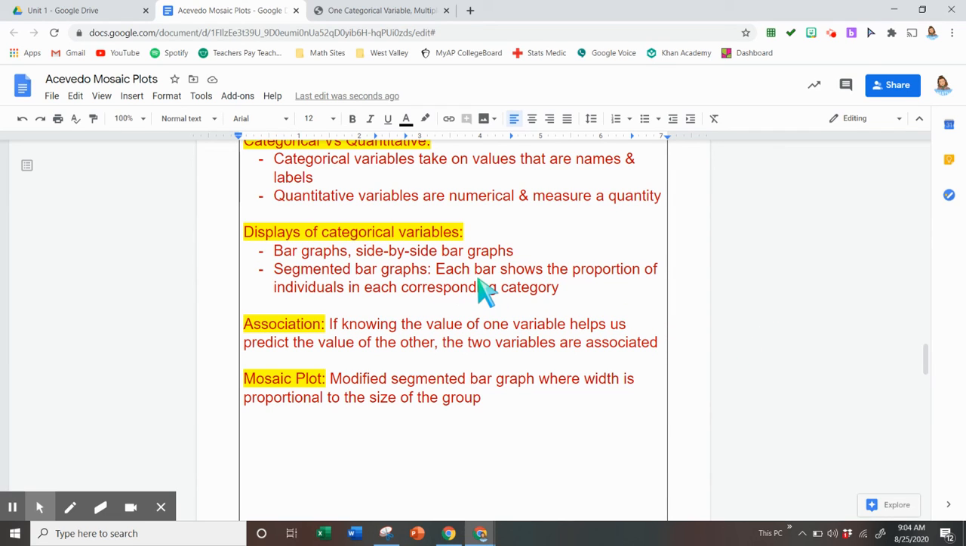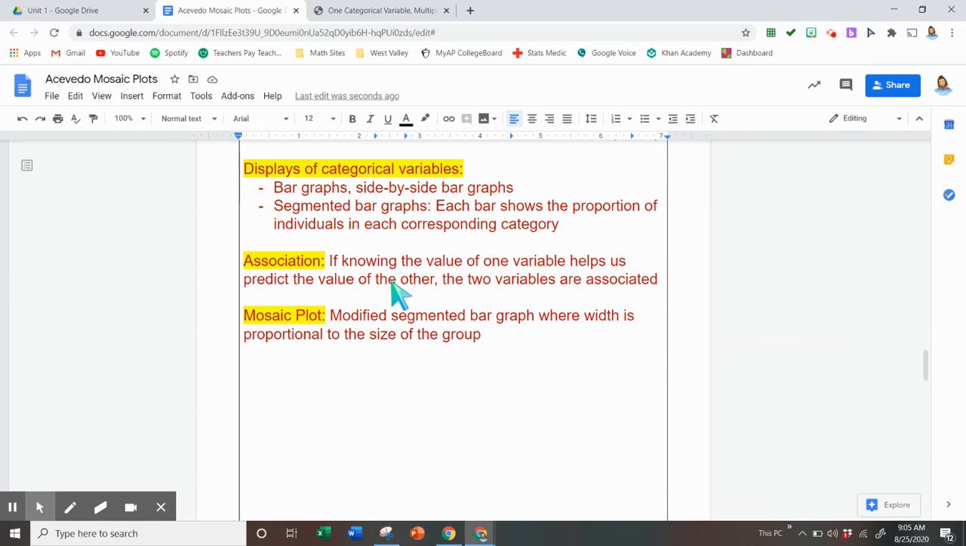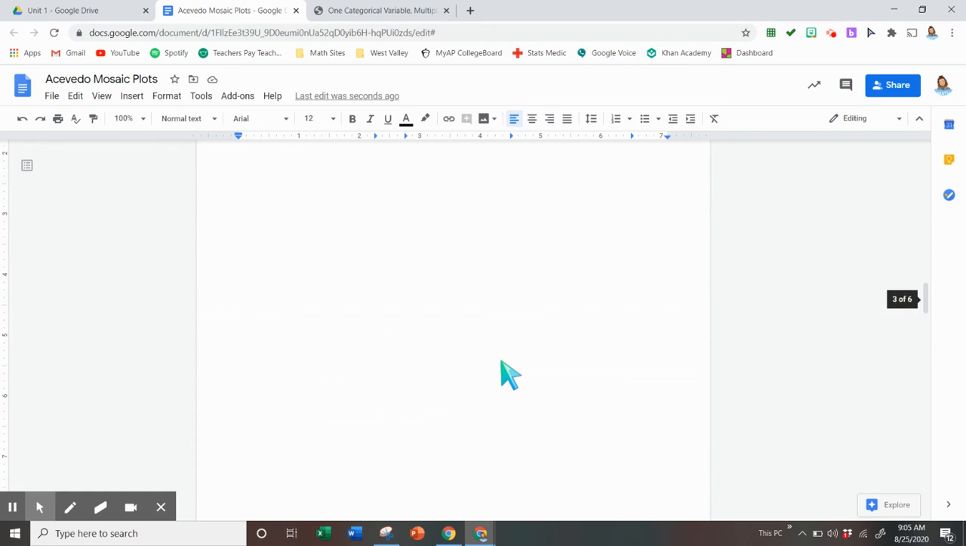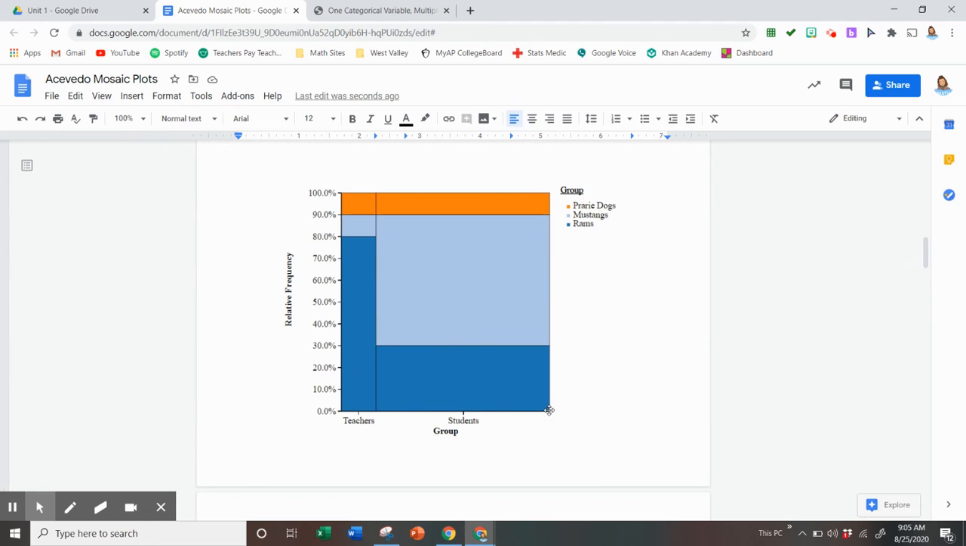In regards to segmented bar graphs, each bar shows the proportion of individuals in each corresponding category. We've also talked about association. If knowing the value of one variable helps us predict the value of the other, the 2 variables are associated. And today we talked about the mosaic plot. So it's a modified segmented bar graph where width is proportional to the size of the group. So students are surveyed 5 times more than teachers.